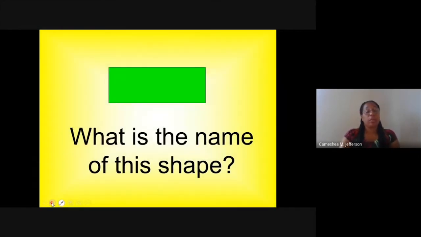Now, this one, I'm going to use my little red dot while you follow along with me while I read each word. What is the name of this shape? Give you a second to think about it. What is the name of this shape? It is a rectangle. You got it.